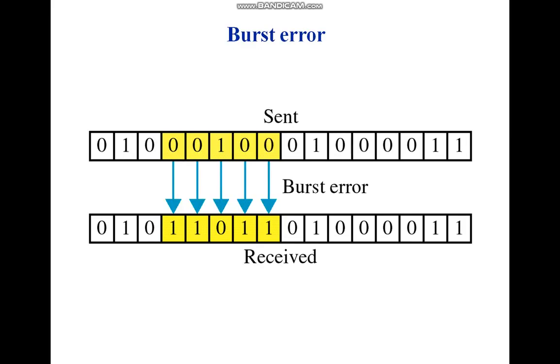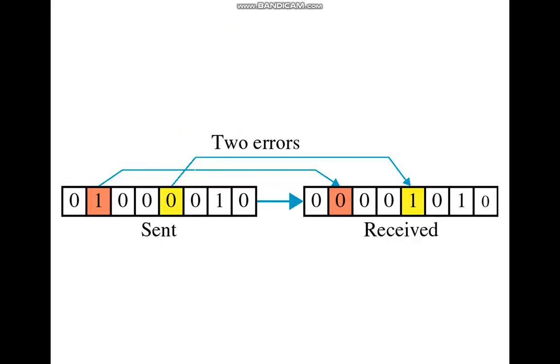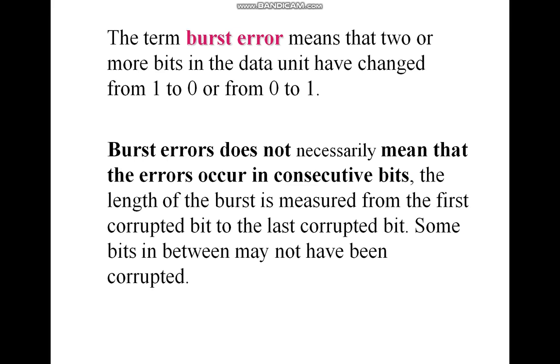Burst errors. In burst errors, more than one bit will be changed within the duration. A 2 bit error means only 2 bits will be corrupted during the transmission time. In terms of burst errors, 2 or more bits in the data unit can change from 1 to 0 or from 0 to 1.